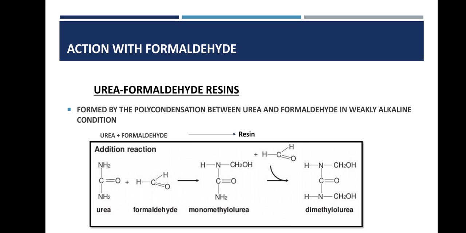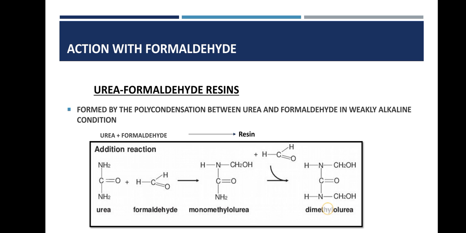Then we have our last reaction, action with formaldehyde. Urea reacts with formaldehyde to yield urea formaldehyde resins. So here we can see that urea plus formaldehyde gives resin. This is formed by polycondensation between urea and formaldehyde, and the condition provided is weakly alkaline.